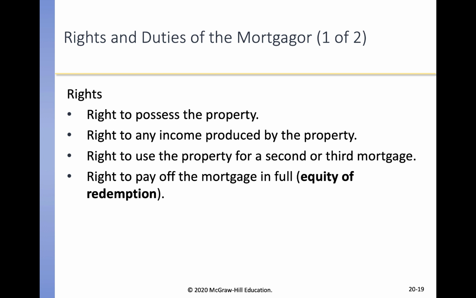So the mortgagor has a right to possess the property. Remember, the mortgagor is the owner of the property. They have the right to possess the property, the right to any income produced by the property, so they could rent it, the right to use the property for a second or third mortgage, and the right to pay off the mortgage in full. They have the equity of redemption.